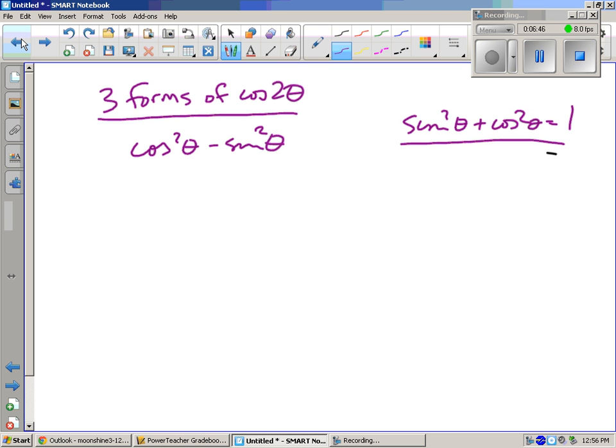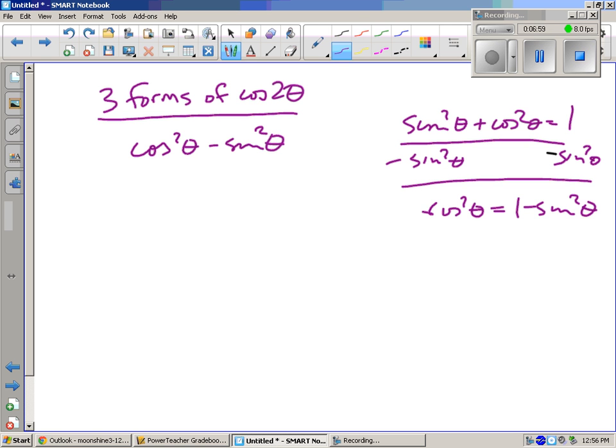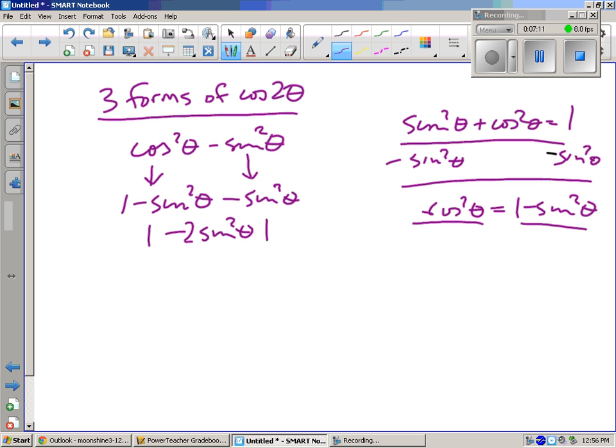If I move things around, let's say I want to subtract sine squared from both sides. So I have cosine squared on the left and 1 minus sine squared on the right. Cosine squared now equals that, so I'm going to replace that with 1 minus sine squared. And then bring this one down, so I get 1 minus 2 sine squared. So that's another version. Here are two versions. The third one is if I subtract cosine squared from both sides.